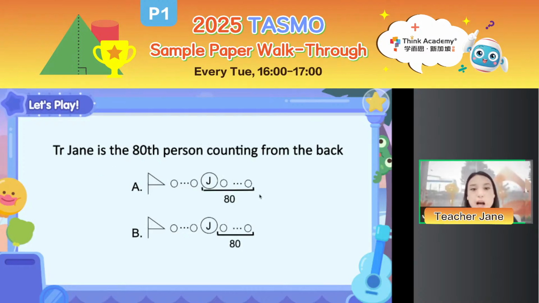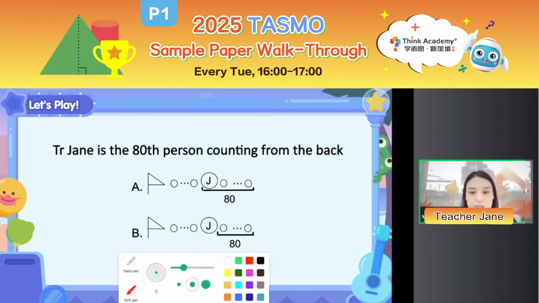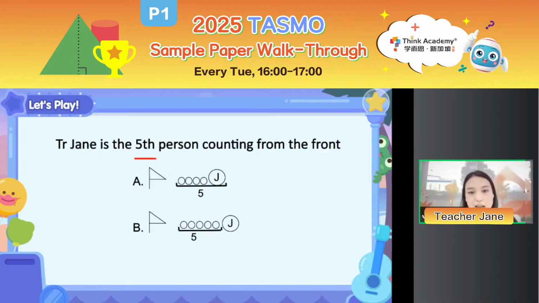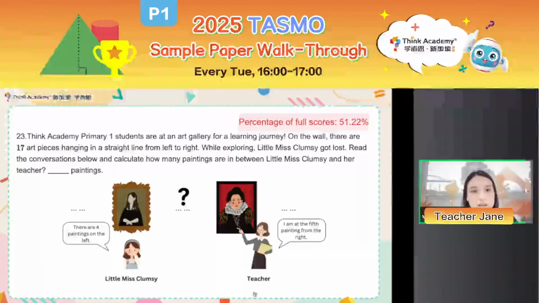Then we can see, how about this? We got bigger numbers. Teacher Jane is the 80th person counting from the back. Am I counted? Yes, I'm also included. So we can see option A is the correct one. Okay, so this time we can go back to the question.